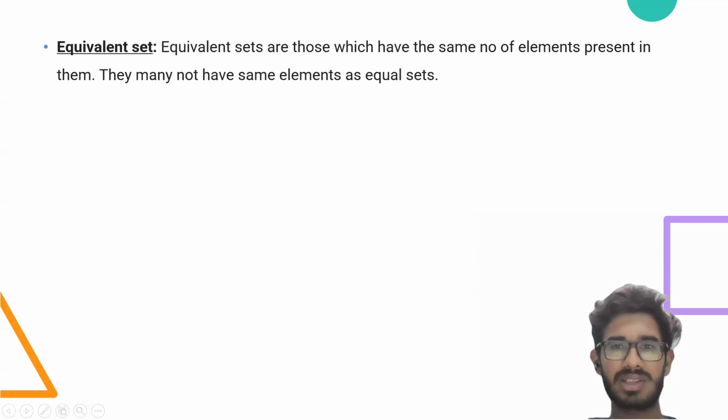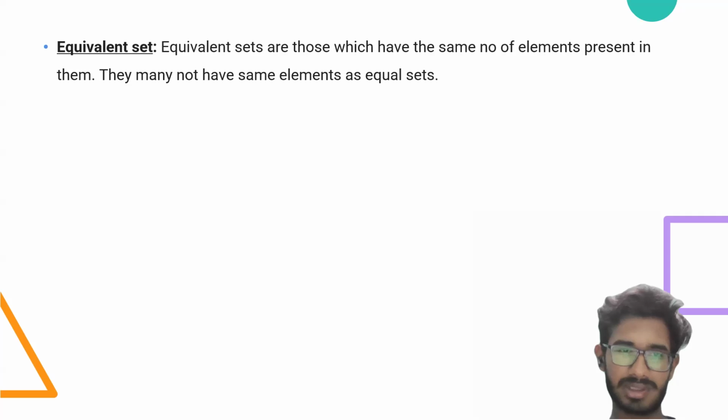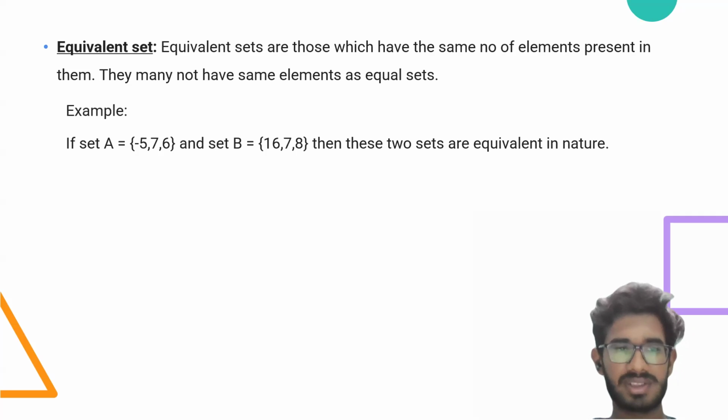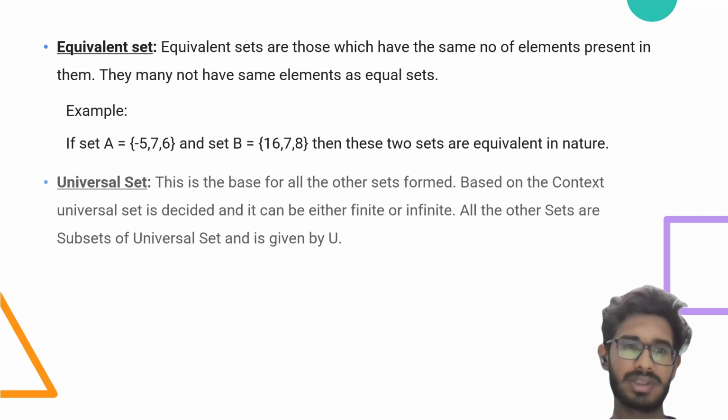Equivalent set. Equivalent sets are sets which have the same number of elements. They may not have the same elements, unlike equal sets. For example, if set A has elements -5, 7, 6, and set B has elements 16, 7, 8, these two sets are equivalent in nature. They do not have all the same elements, but they have an equal number of elements.